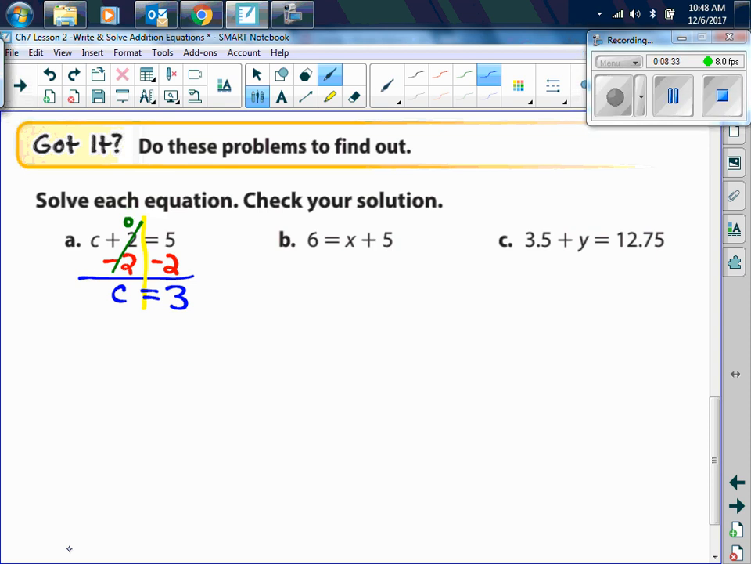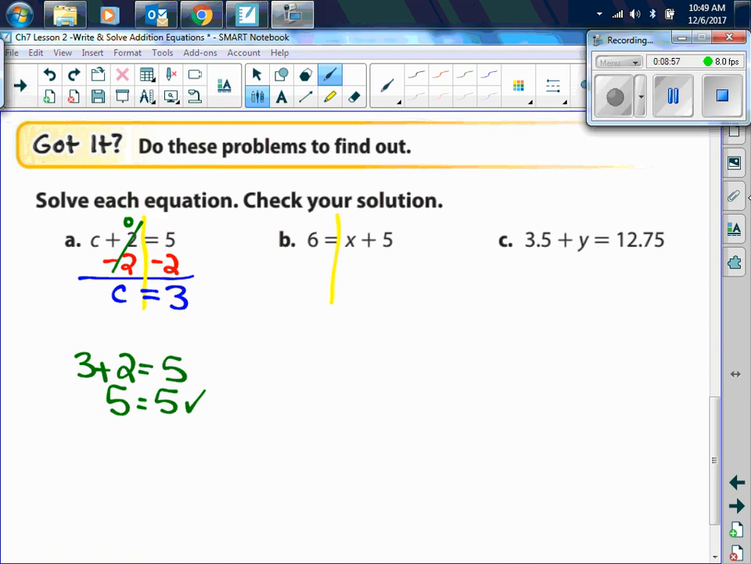Now, how do I check this? Well, in order to check this, you're just going to take that 3 and put it back into your equation, okay? So here we have 3 plus 2 is equal to 5. So 3 plus 2 is 5, equals 5. And if you get a true statement, then you are correct.